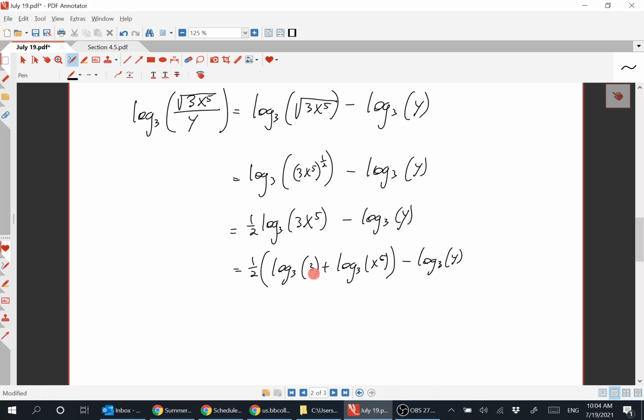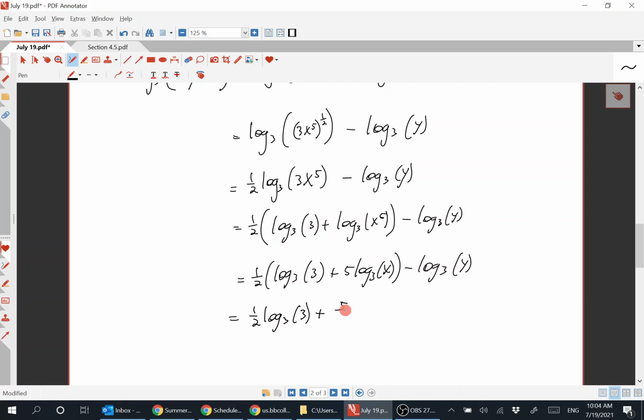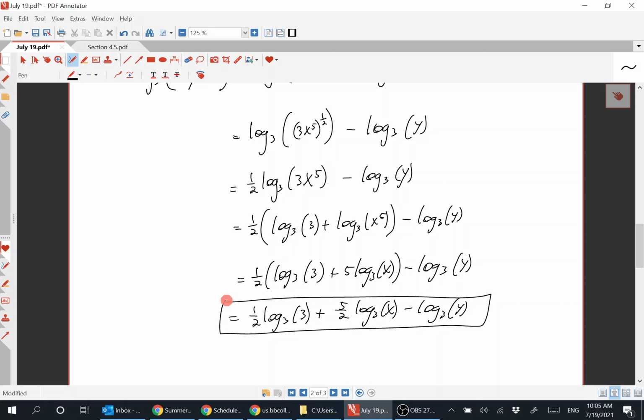Right, and now I'll distribute the 1/2 and I'll bring down that exponent, or I'll do it in 2 steps. Log base 3 of 3 plus bring down this exponent, 5 times log base 3 of x minus log base 3 of y. Now I'll distribute through. And that would be a final answer.